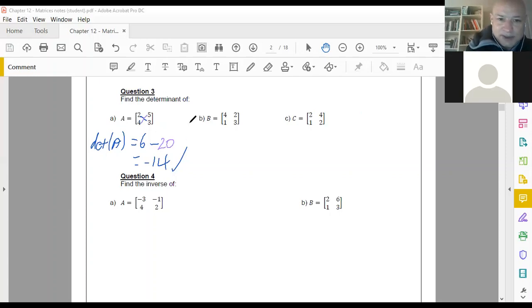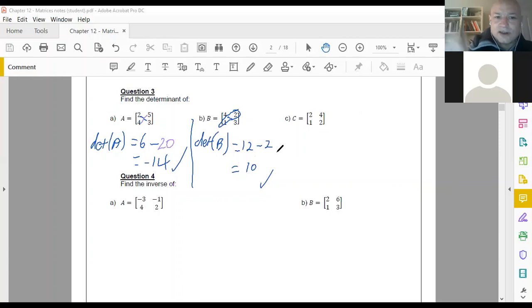Okay, let's work out part B. Determinant of matrix B. 4 times 3, 12, minus 2 times 1, 2, 12 minus 2, 10. Beautiful. We can work the inverse out of this one if we wanted to. And the determinant of matrix C. 2 times 2, 4, minus the 4 times the 1, the 4, 4 minus 4, 0. We cannot work out this inverse if they asked us.